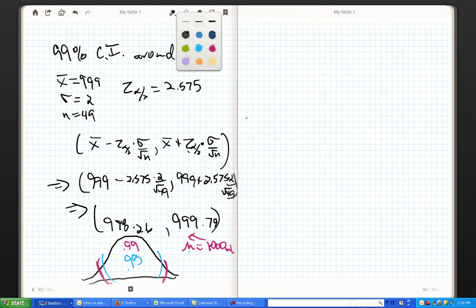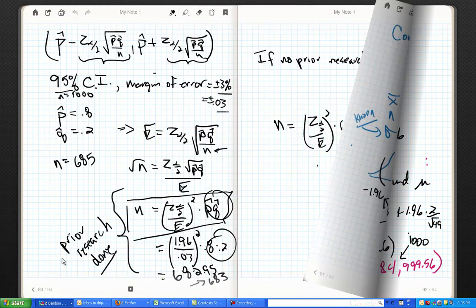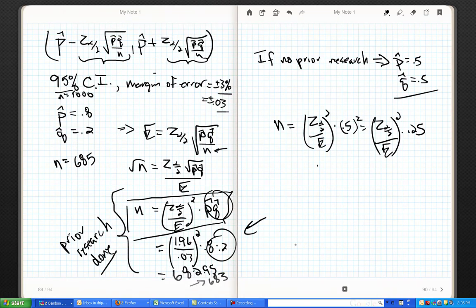All right? Hey, guess what? That is building a confidence interval. Now, remember before how we wanted to figure out how big n should be? And we did that for proportions. It's sitting back here. Remember these formulas? This is when the prior research was done. This is with no prior research, and these were the two formulas.